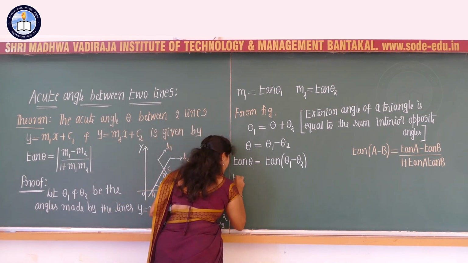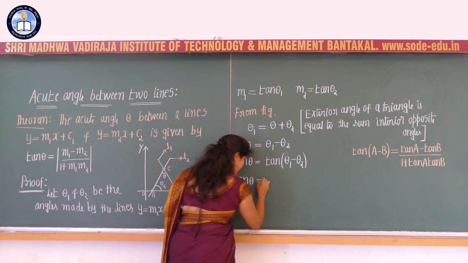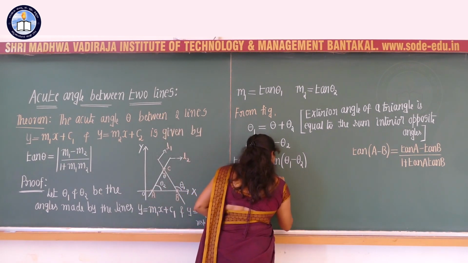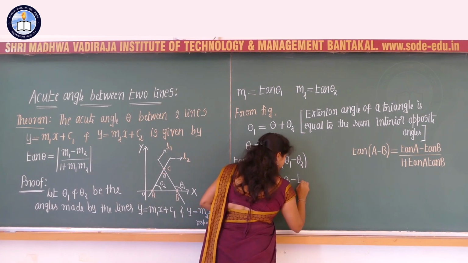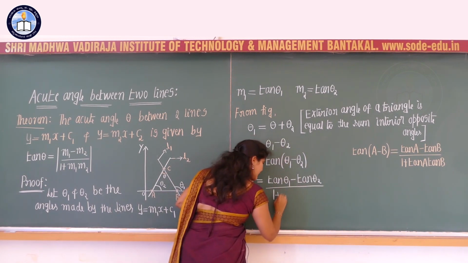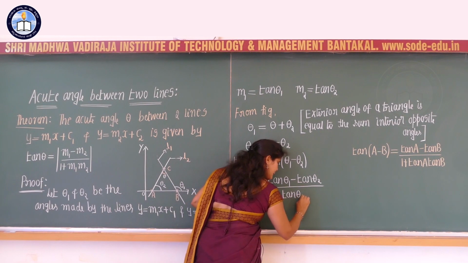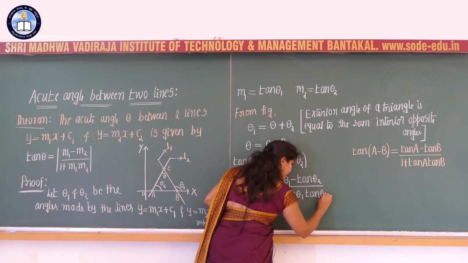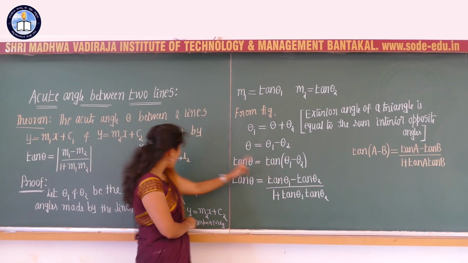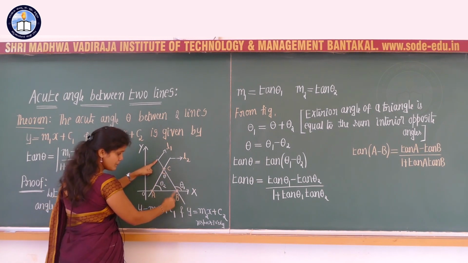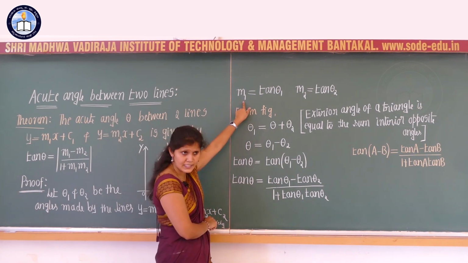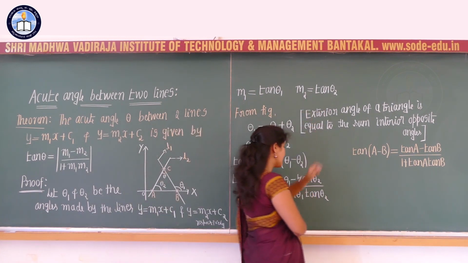By using that formula, I can write the RHS term, tan of theta 1 minus theta 2, as tangent of theta 1 minus tangent of theta 2 divided by 1 plus tangent of theta 1 into tangent of theta 2, correct? So what is meant by tan theta 1, where theta 1 is nothing but the angle made by the line L1 with the positive direction of the x-axis. So therefore tan theta 1 I can write as M1, and tan theta 2 is nothing but M2.